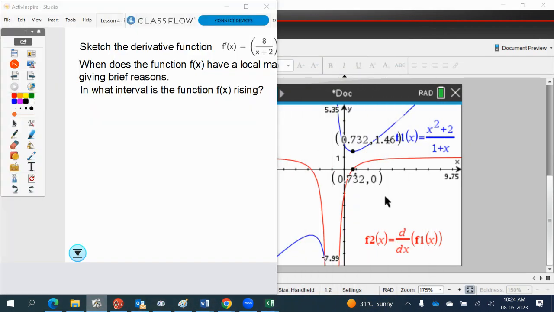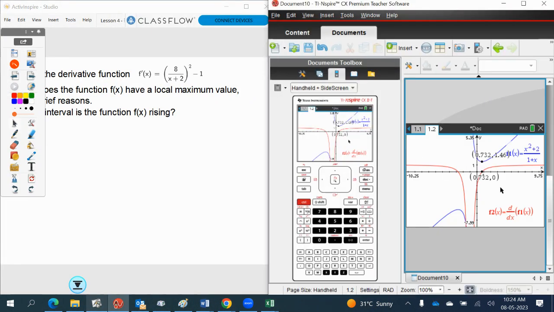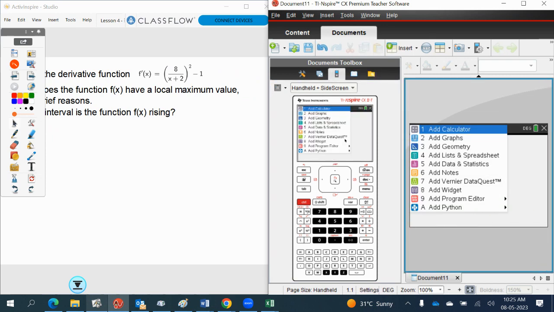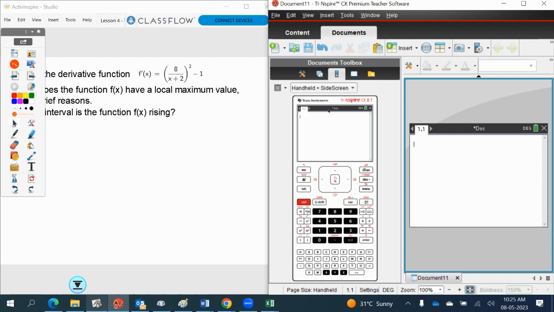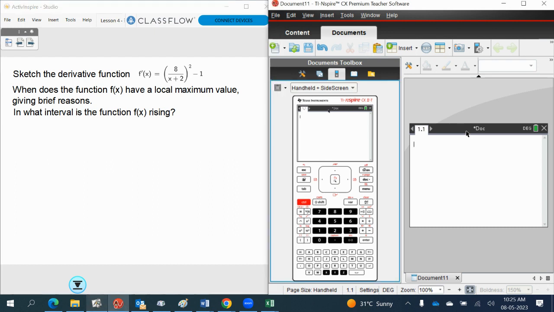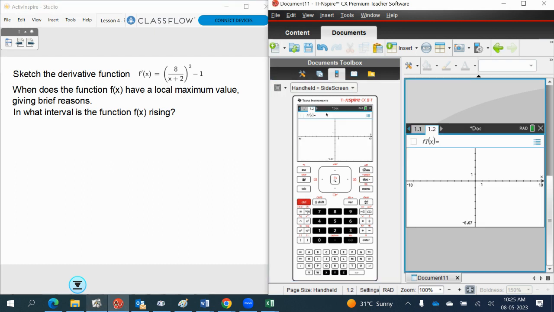Okay, so let's have a go. Let's freshen this up. I'll start a new document. Okay, so we need to sketch the derivative function. We're given a derivative this time, so we don't need to find the derivative, we just sketch it.